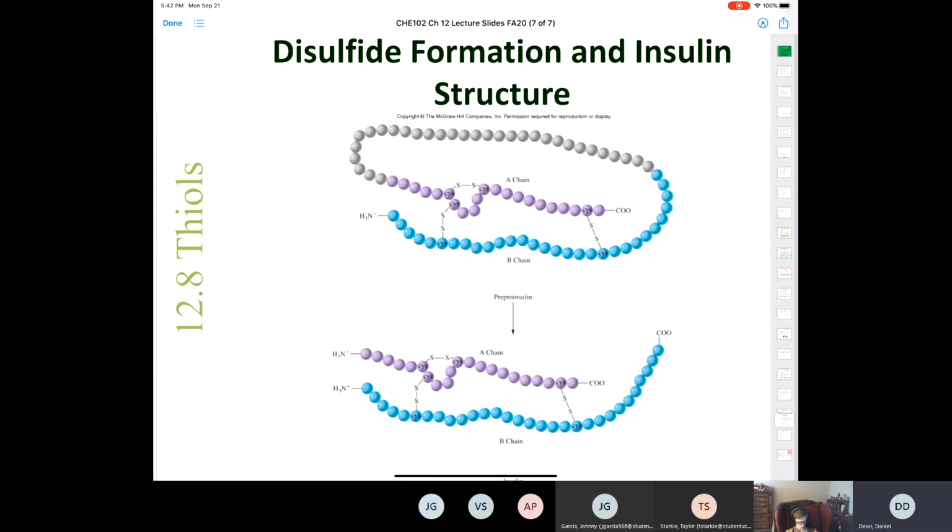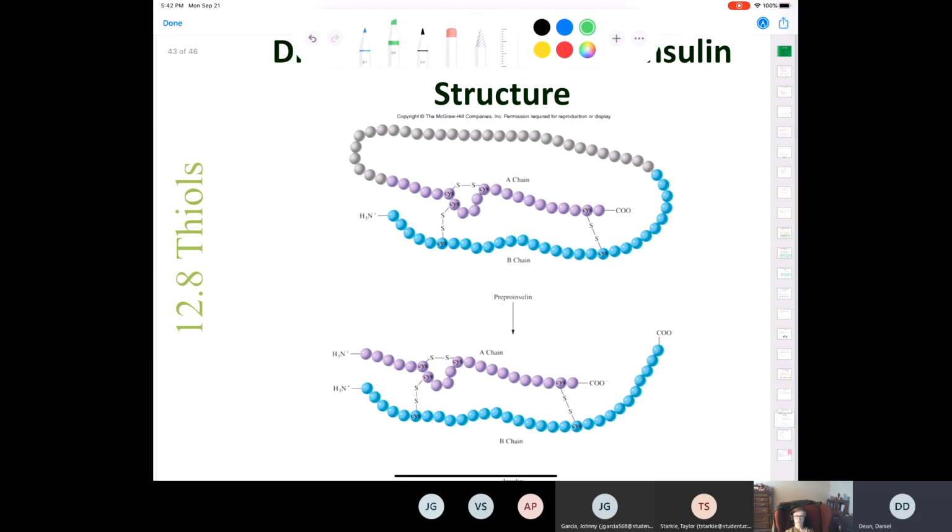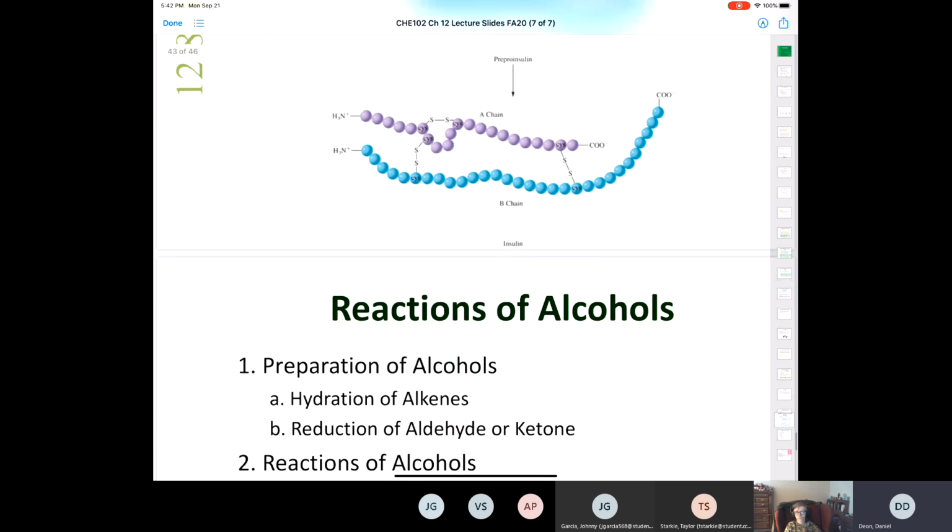This is a slide that discusses briefly the structure of insulin. And you probably don't even know what all these little spheres are yet. These all represent different amino acids all linked together. So again, we'll talk about that in the chapter on proteins. But the important thing is that you know that in insulin, there's a couple of disulfide bonds that are shown here. Anyhow, I won't ask you anything about that, I don't think.